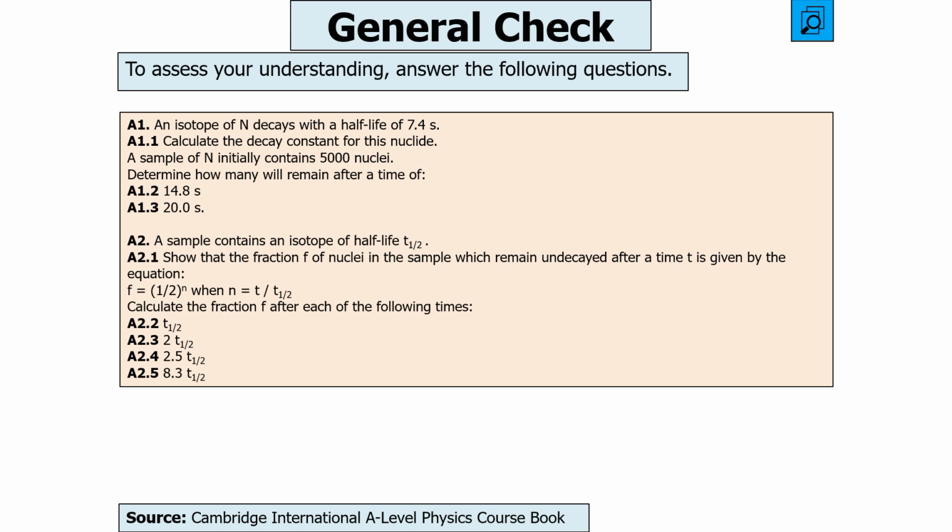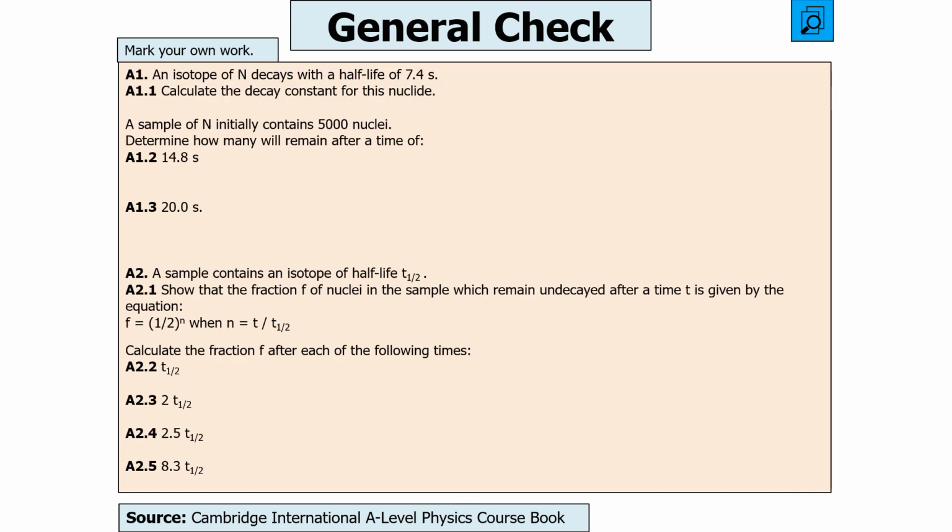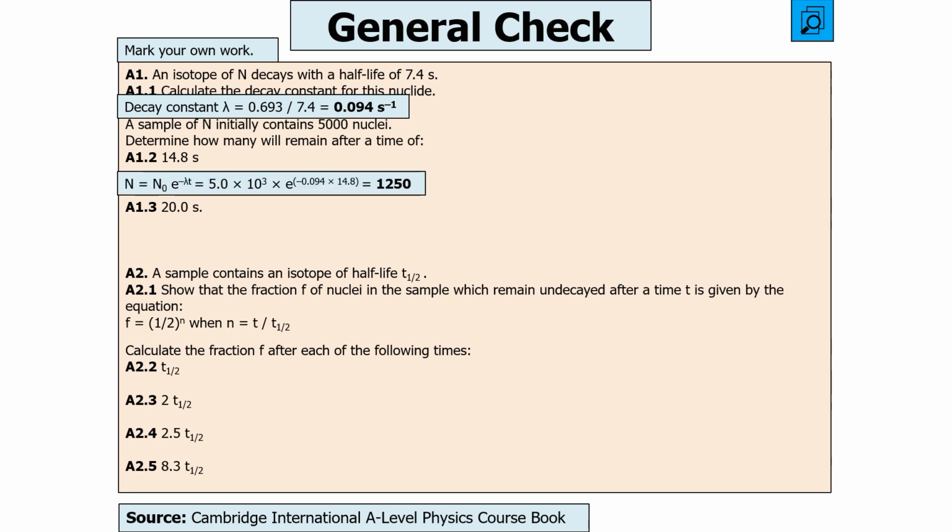Right, in this first question, how do you work it through? Well, in the first one, we know that the decay constant is going to be equal to log 2 over the value. So it's log 2 over 7.4, 0.094 seconds to the minus 1. Then the next one, N equals N0 e to the minus lambda t. So it's 5 times 10 to the 3 times e to the power minus 0.094 times 14.8, which is 1250. After 20 seconds, same thing, 760.